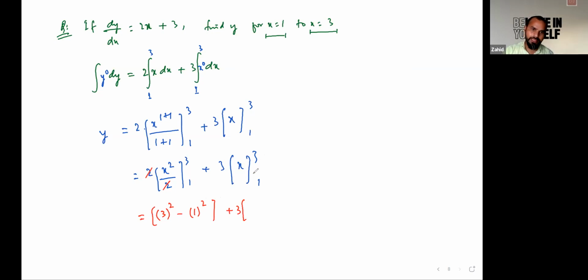Similarly, for this section, as x has a linear power, it will be 3 multiplied by this section. So the upper limit is 3 to the power 1 minus the lower limit 1 to the power 1. So on solving, it will become 3 square, 9 minus 1, plus 3 times 3 minus 1, 2. So it will become 9 minus 1, 8, plus 6. So it will become 14 units.